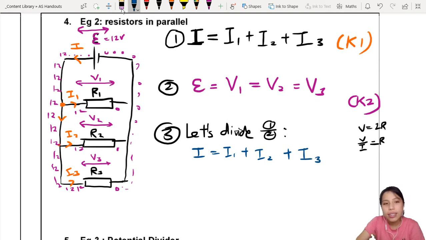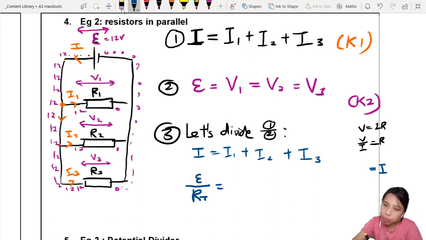Okay, and the first I, the orange one here, is related to the EMF of the battery. So the first I is the EMF of the battery divided by the total resistance. That's how you get the big I there. Total resistance means all the resistors inside that.